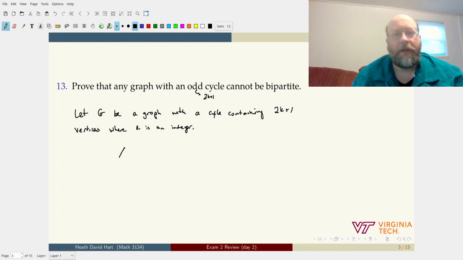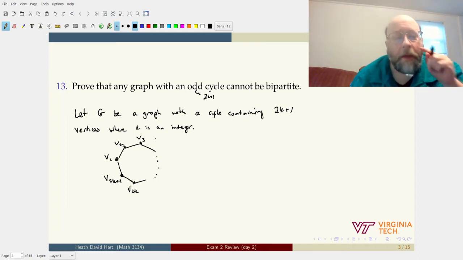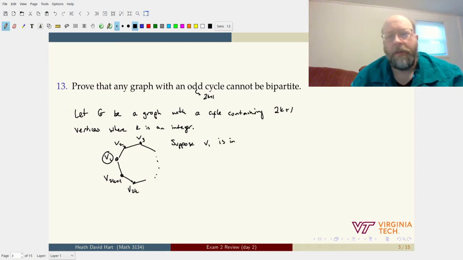So here's the idea. We have some cycle where my vertices start v1, v2, v3, up to v2k, v2k plus 1, and then go back the other way around. I don't know how many edges are in a cycle, but I know it's an odd number. So suppose v1 is in the set X, then v2 must be in the set Y because the graph is bipartite. And then v3 has to be in X and v4 has to be in Y. You start to see what's going to happen here by induction.